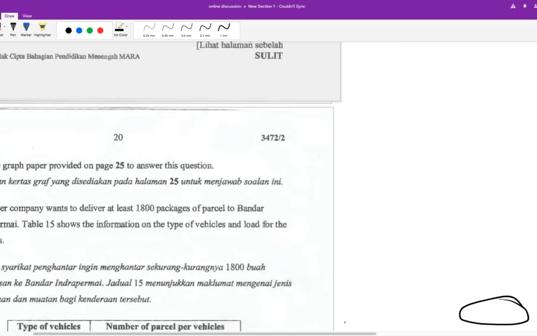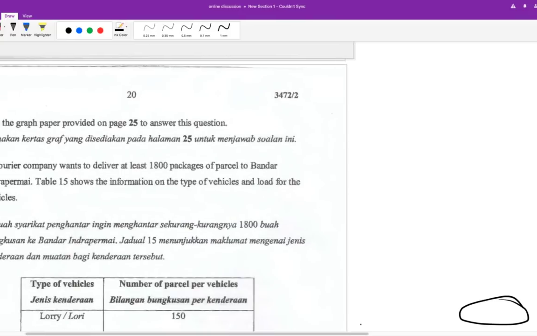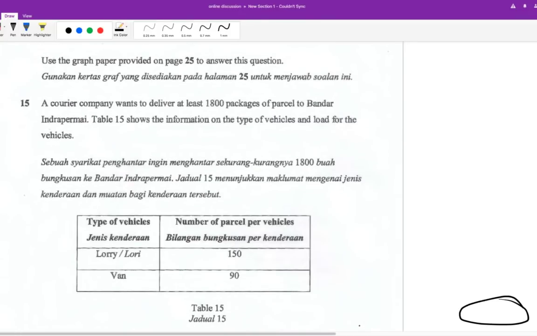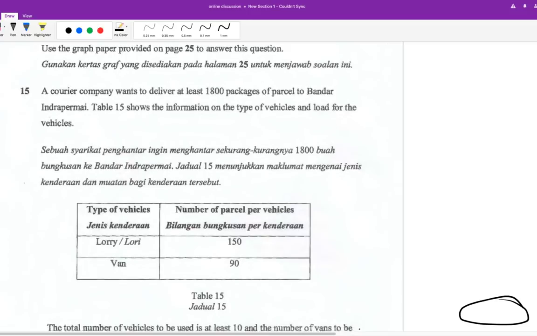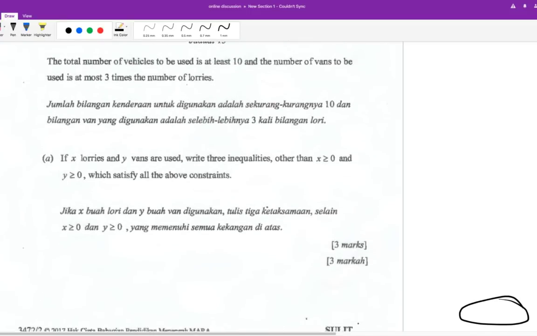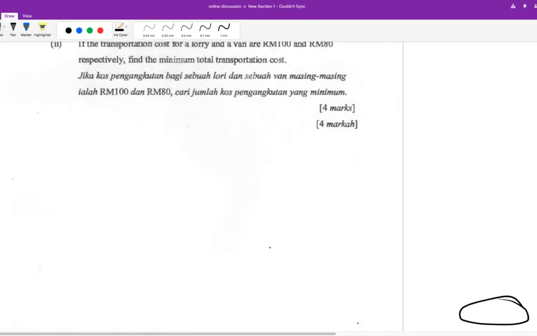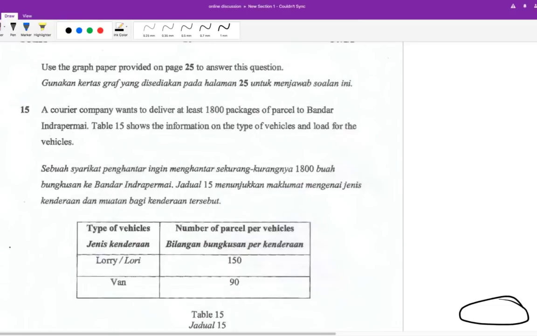Okay, and the last one is a linear programming question. Not linear law, it's a linear programming question. So this one actually needs a graph. For this kind of question, I will make a video itself for this part to explain the graph part, or I will discuss it on the next virtual class.